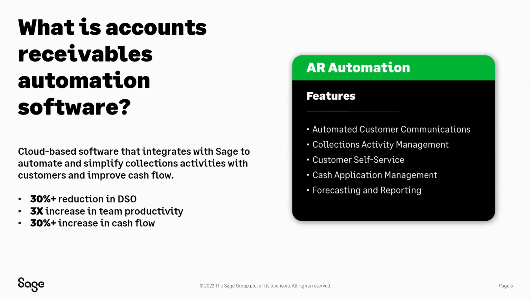On average, this solution increases productivity by 3-fold. And a big piece of that is being able to be proactive with a lot of these reminders and catching things before they go past due. We are typically reducing days sales outstanding, or DSO, and increasing cash flow by 30% or more for most of our customers.